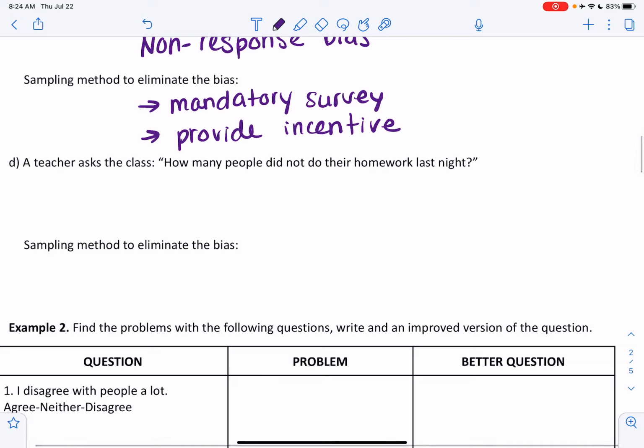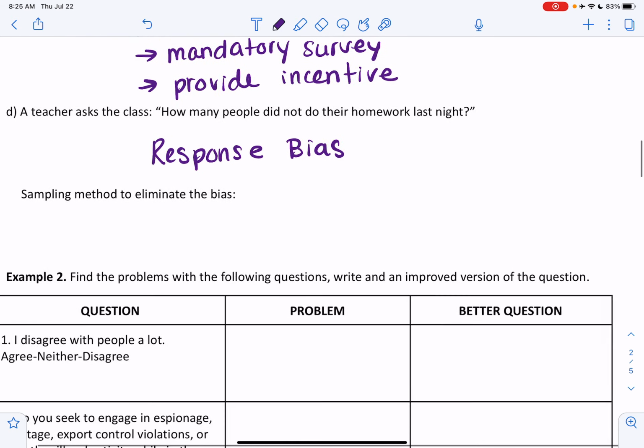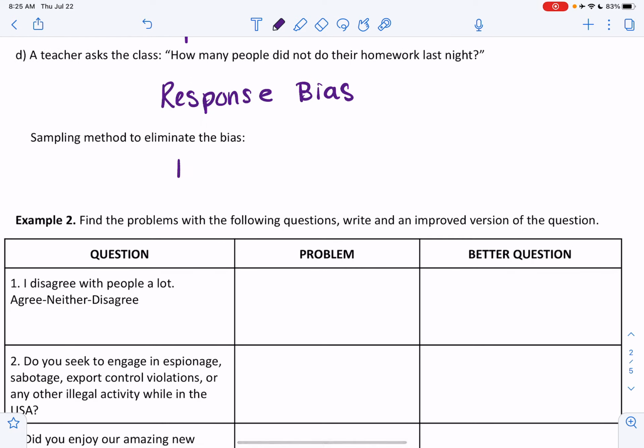So, a teacher asked the class how many people did not do their homework last night. So this may be a situation where not everybody wants to respond. Therefore, this would be response bias. A student may not want to respond to this because it may not be something they want to share in front of the whole class. How could you fix this? You could just make it anonymous.